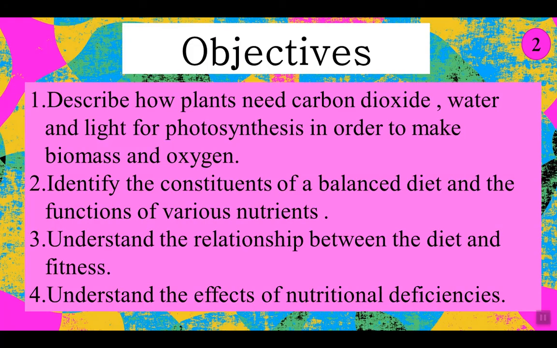Objectives. Students should be able to describe how plants need carbon dioxide, water and light for photosynthesis in order to make biomass and oxygen. They should be able to identify the constituents of a balanced diet and the functions of various nutrients. They should understand the relationship between the diet and fitness. And finally, they should understand the effects of nutritional deficiencies.